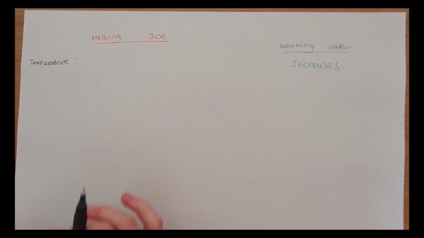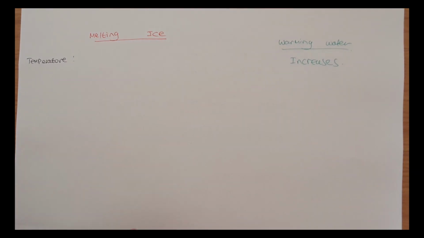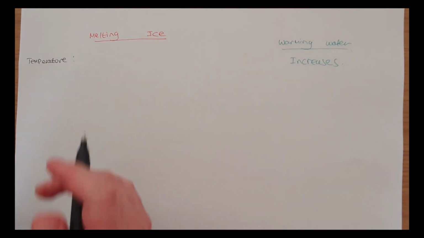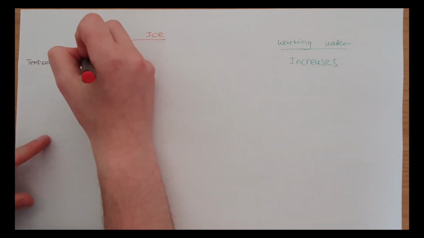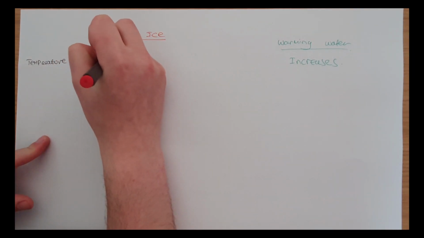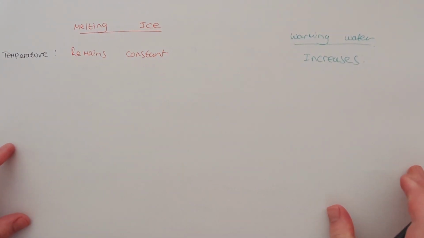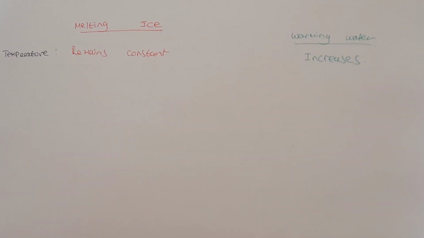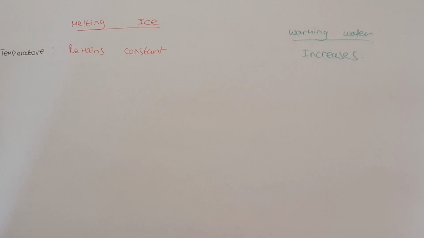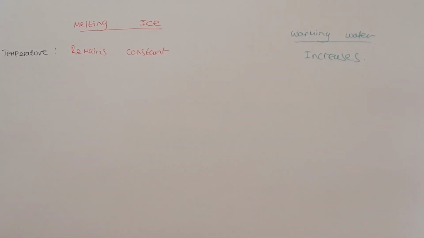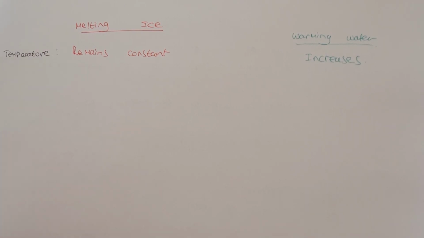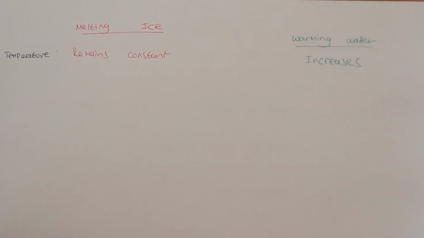When we're melting ice, the temperature doesn't change. The temperature actually remains constant. Now, the temperature remains constant because the energy is being used to break the bond between particles. So that energy is no longer being used to change the temperature. So when we're melting ice, the temperature always remains constant. When we're warming water, it's increasing.